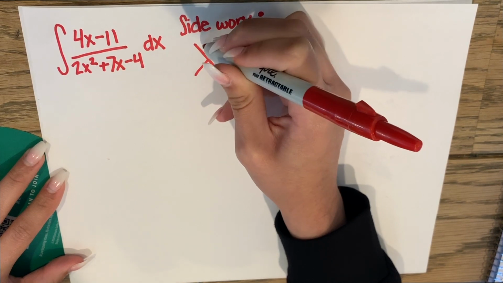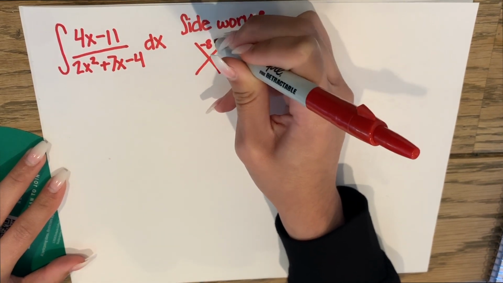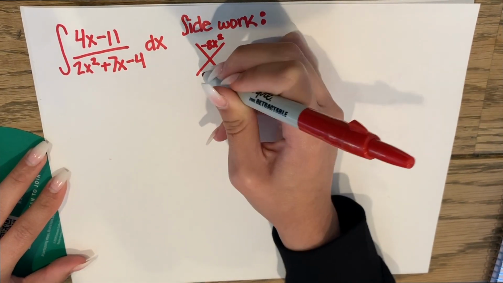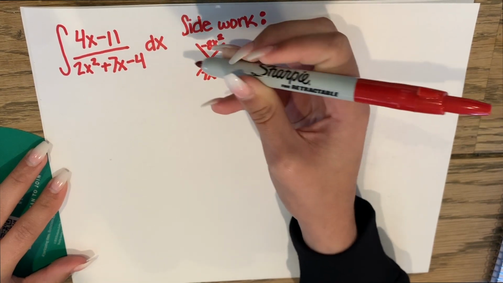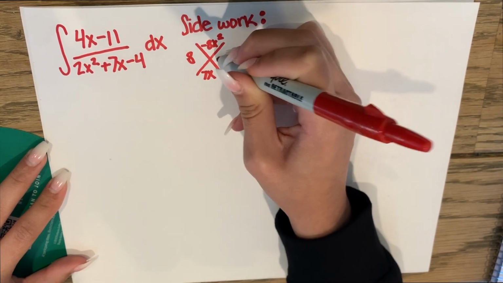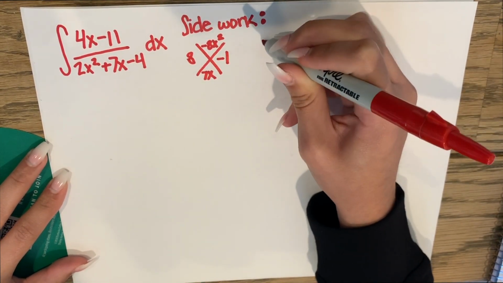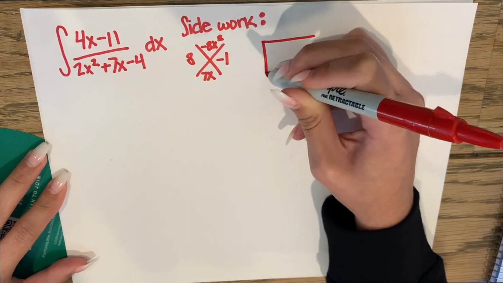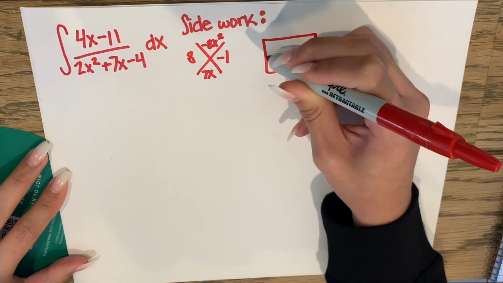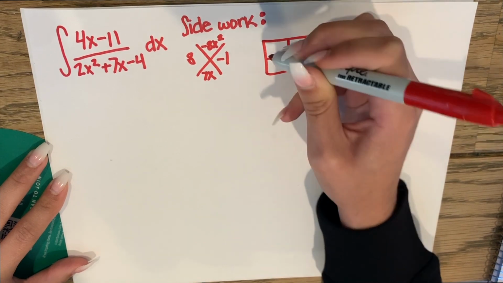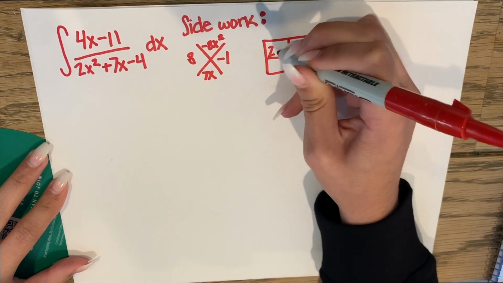Now we will begin by using the diamond problem. So we need to multiply 2x squared with negative 4 to get negative 8x squared at the top, and then we put the 7x at the bottom, and we know that 8 and negative 1 will work for both the top and the bottom. So we are going to be using the rectangle.